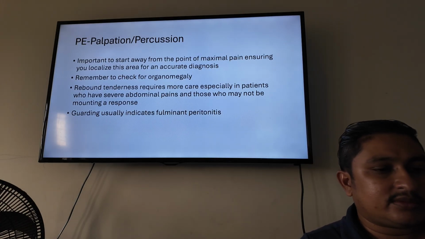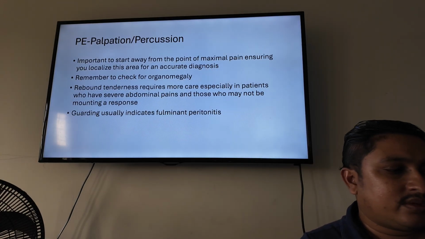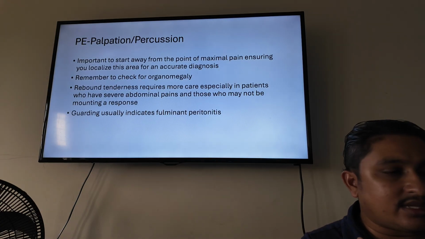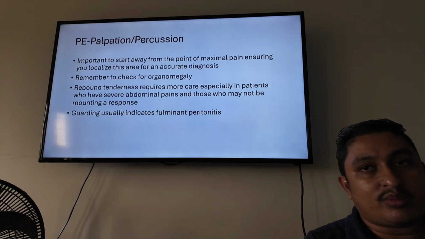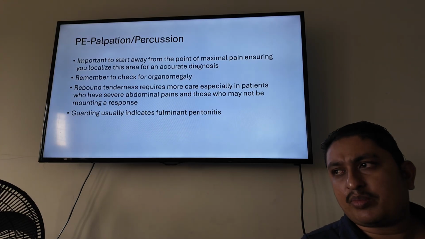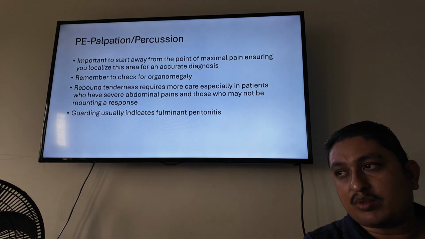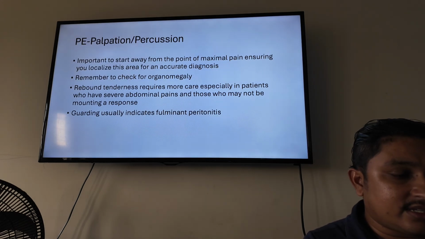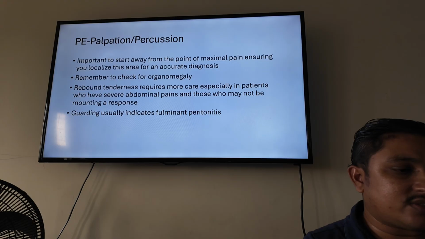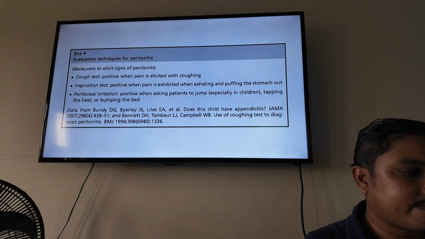Rebound tenderness is something that is debatable, but I still do it. If the patient is in severe pain, there's no need for you to do rebound tenderness. The patient has fulminant peritonitis, it's a surgical abdomen, right? Guarding, like I said before, usually indicates fulminant peritonitis.